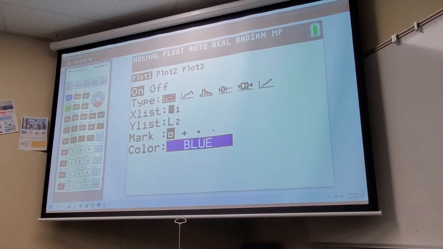Make sure the X's are in list 1 and the Y's are in list 2, right? So right now, our data lists are like an XY table from algebra. So I'm just going to plot these points. And then you can pick what mark to put on the data points. You can be a square. I'm obviously going to be a square.